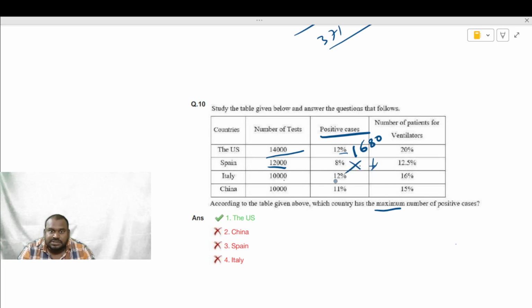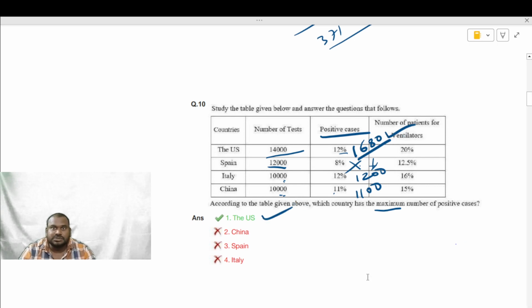So for 10,000, 12% you need. 10,000 is the actual value. 1000 is 10%, 2% is 200. Till here 1200. It is less than 1680. So here also 10% is 1000, 1% is 100, 1100. So this is the answer, US.